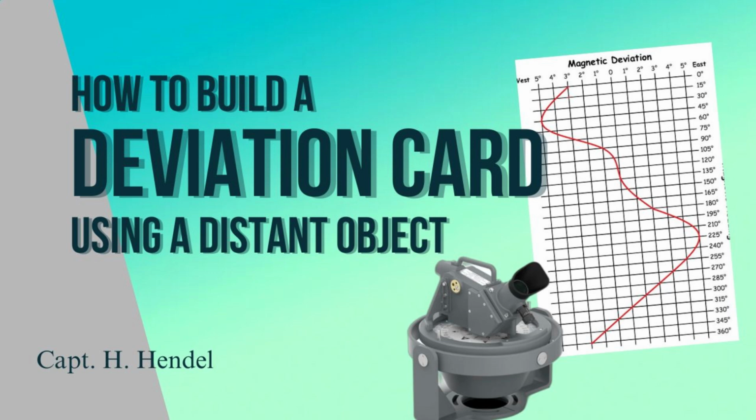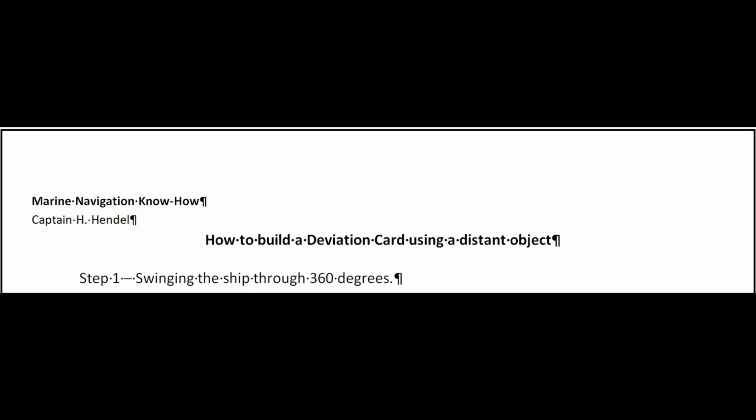Hello and welcome to this tutorial on how to build a deviation card using a distant object. In this video, I'll show you how to get deviation in 4 easy steps. Let's dive into it. Step 1. Swinging the ship through 360 degrees.